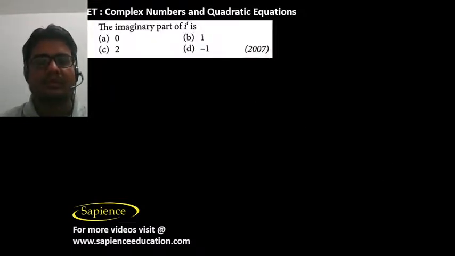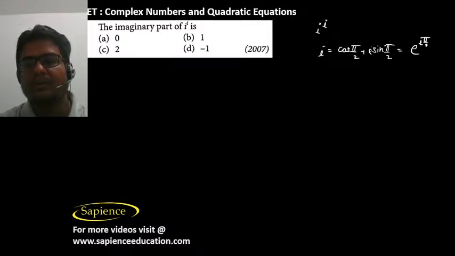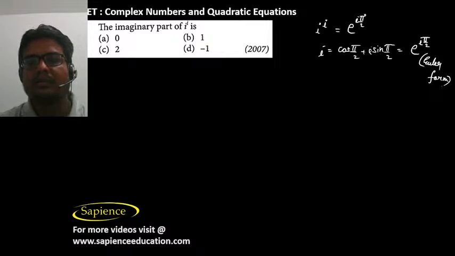Then it is told to find the imaginary part of i power i. So now i, we know, can be written as cos pi by 2 plus i sin pi by 2, since sin pi by 2 is 1 and cos pi by 2 is 0. So this can be written as e power i pi by 2 in the Euler form. So i power i can be written as (e power i pi by 2) whole power i.